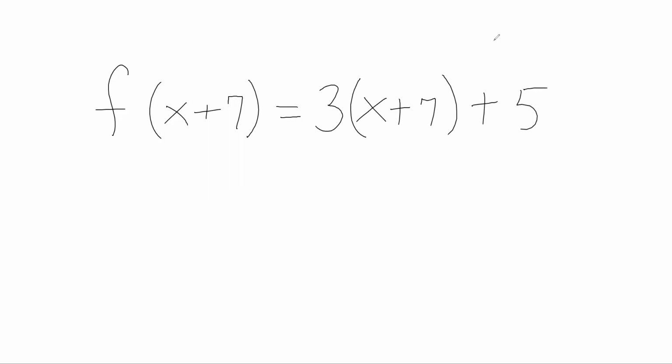With x plus 7, we don't have any choice of adding those two things together. x plus 7 is x plus 7. But the distributive property says that 3 times x plus 7 is 3x plus what, 21? And then if you add 5 to that, we've got 3x plus 26.